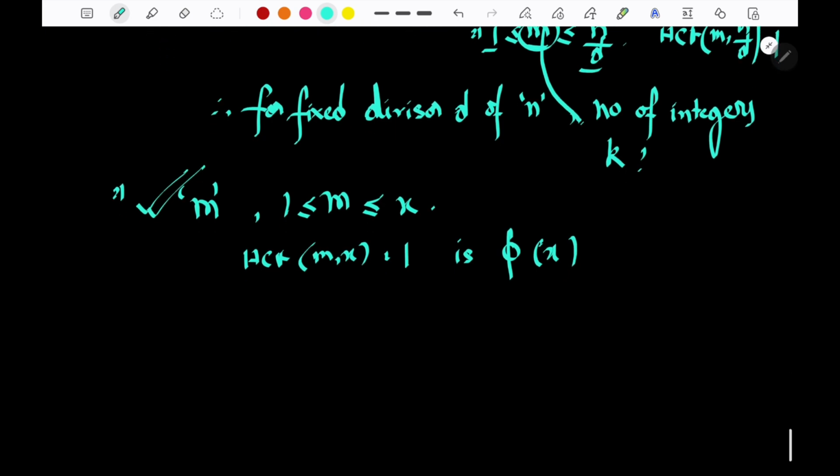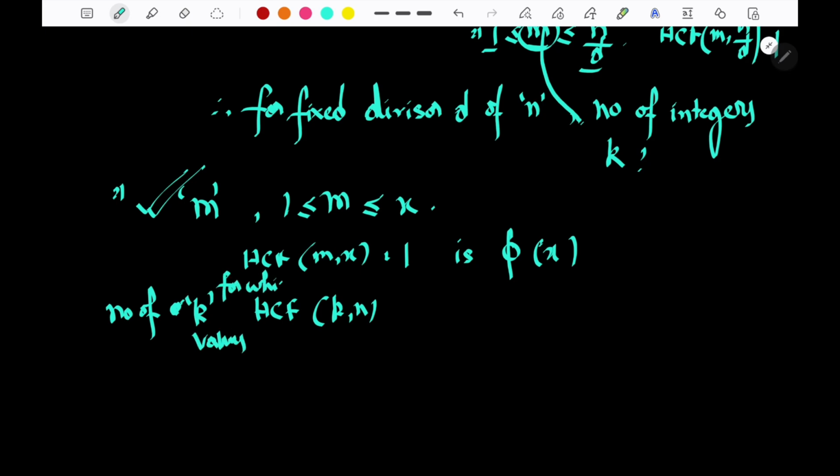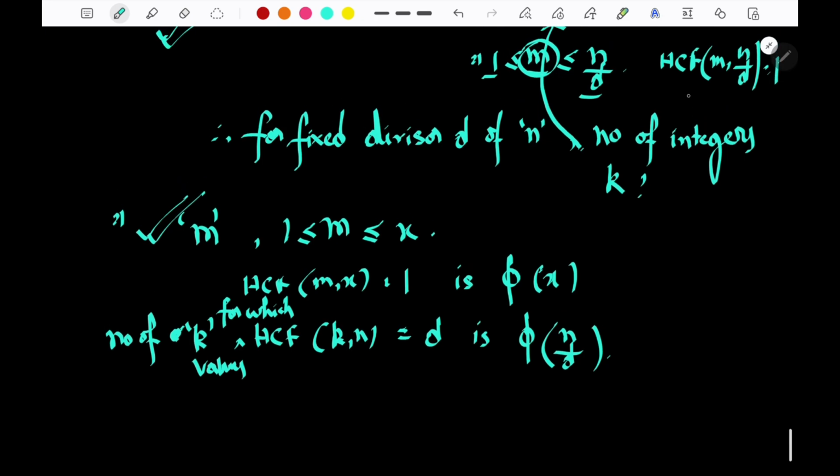Now therefore, HCF of k comma n, that is number of k values, therefore remove it, number of k values for which HCF of k comma n is equal to d is what? Phi of n by d. That is phi of n by d. Why? Because m lies from 1 to n by d. So therefore HCF of m comma n by d is 1.